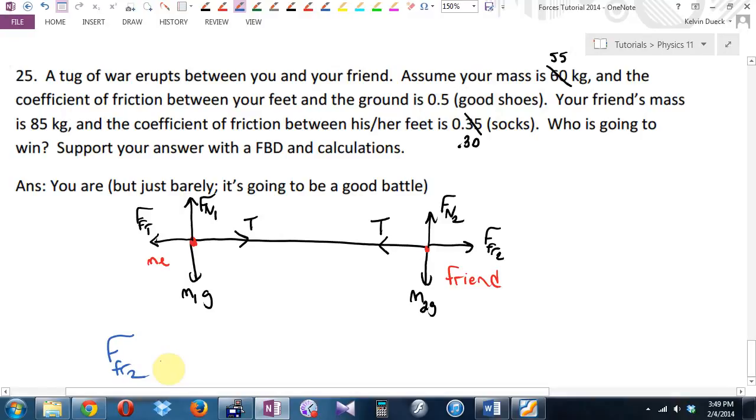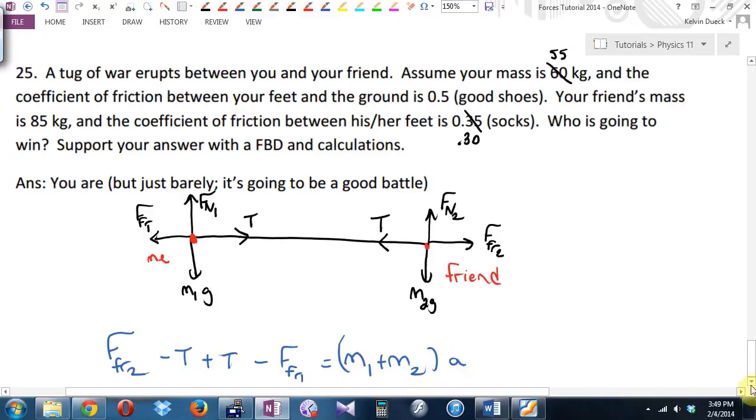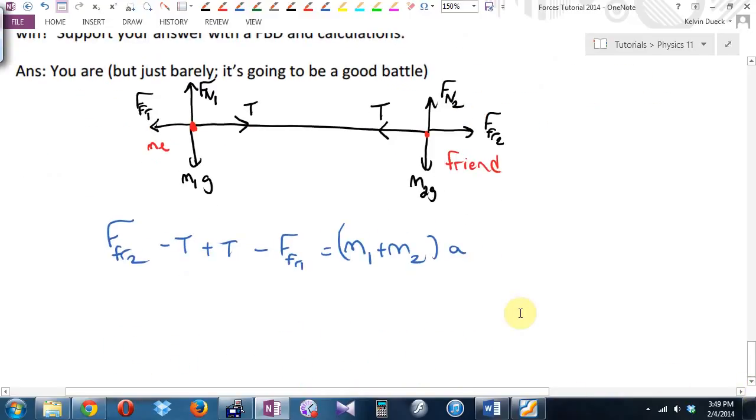So now walk down the rope. Plus tension minus friction force number 1. That equals the mass of both of us times A. Why the mass of both of us? Because we used forces from more than one mass. Although you might think during a tug of war there's lots of tension, turns out in terms of the physics, tension cancels.